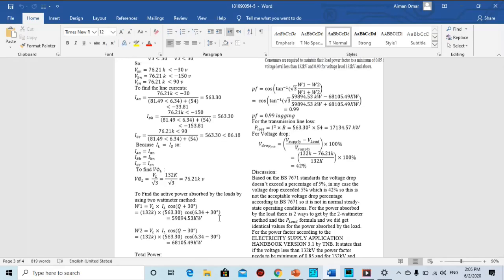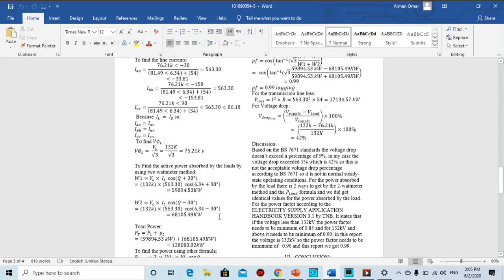ICC equals to ICN. To find V phase load, it equals to V load over square root of 3, so 132 kilovolt over square root of 3 will equal to 76.21 kilovolt. To find the active power absorbed by the loads using the two wattmeter method, the formula will be W1 equals to V load multiplied by I load cosine Q plus 30. Q is the angle of the load.